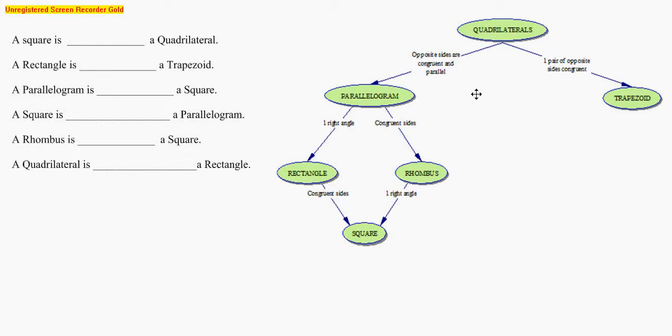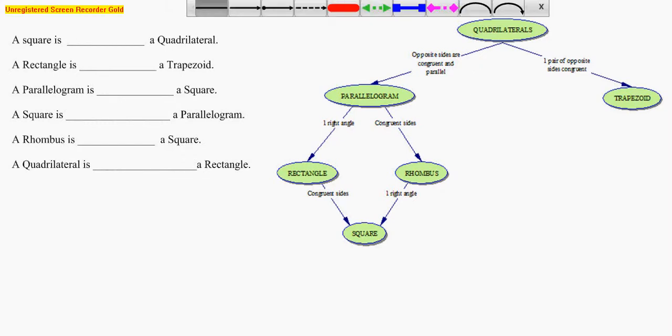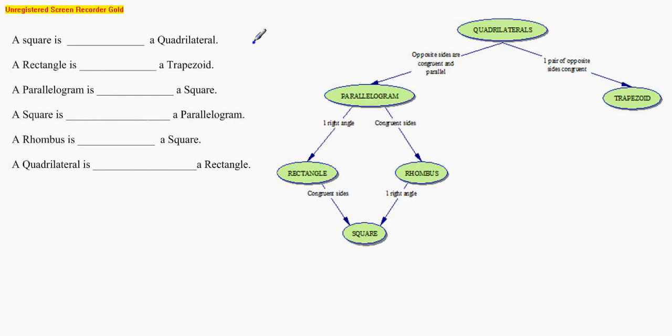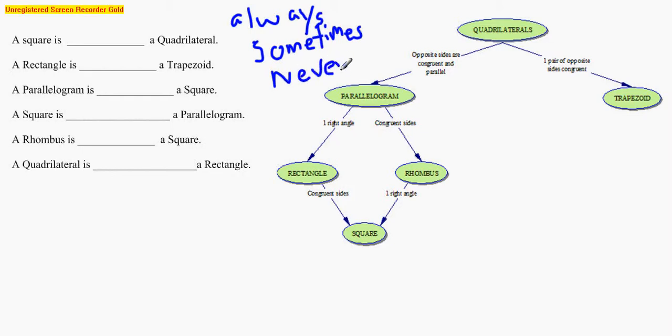And so the types of questions they ask you on AIMS for quadrilaterals are questions where it's always, sometimes, or never. So let me give you an idea of what these questions are. Let me get a pen here. We'll use blue. Your answers for these can either be always, sometimes, or never. Let me put those down so we have those to look at.